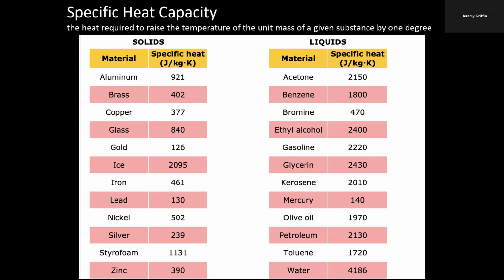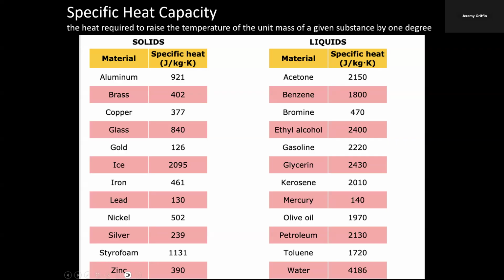Now, look at that table. I've got a question: what is the largest number on that table? What did you find? This one all the way at the bottom. That's it. Water, 4,100 and something. And the units are joules per kilogram Kelvin.